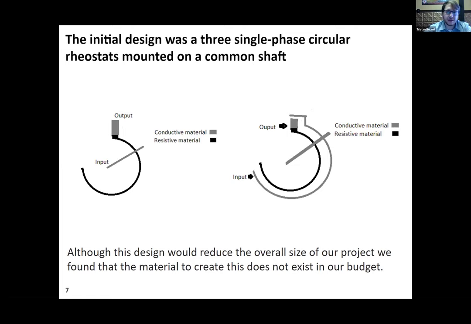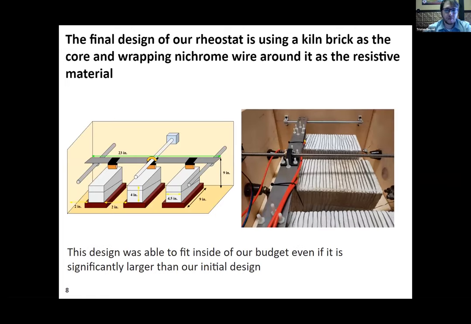So our final design is very similar in functionality, but we're still using three single phase rheostats, but we're using kiln bricks as a core that was donated by the Louisiana Tech Art Department. And then we are using nichrome wire wrapped around this. The reason we used kiln bricks was that it is an insulator and it has very high heat resistance. This is important. We didn't know how hot our wires could potentially get when we actually ran it through a motor. And we used nichrome wire as the resistive material. This hit the sweet spot of having the necessary resistance, ohms per inch.